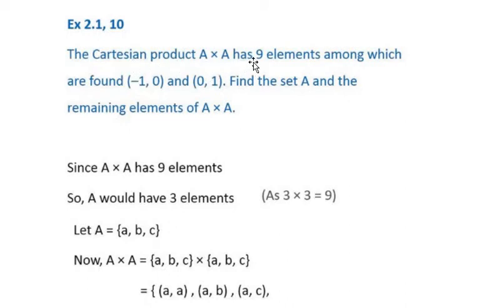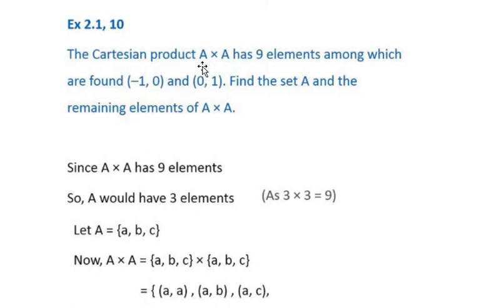Now if A cross A has 9 elements, then we can say that the number of elements in A cross A is equal to 9, and therefore the number of elements in A squared is equal to 9, and hence the number of elements in set A is 3, because 3 multiplied by 3 is 9. Now they are saying two elements are found there, that is (-1, 0) and (0, 1). As I told you, the first element always belongs to the first set. So we can say that -1 belongs to A, similarly 0 belongs to A.